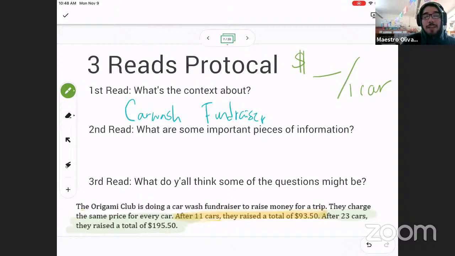So go ahead. If you have a calculator, go ahead and divide right now. And tell me what it is. Be more specific, Andres. Be more specific. What do you mean 8.5? 8.5 what?